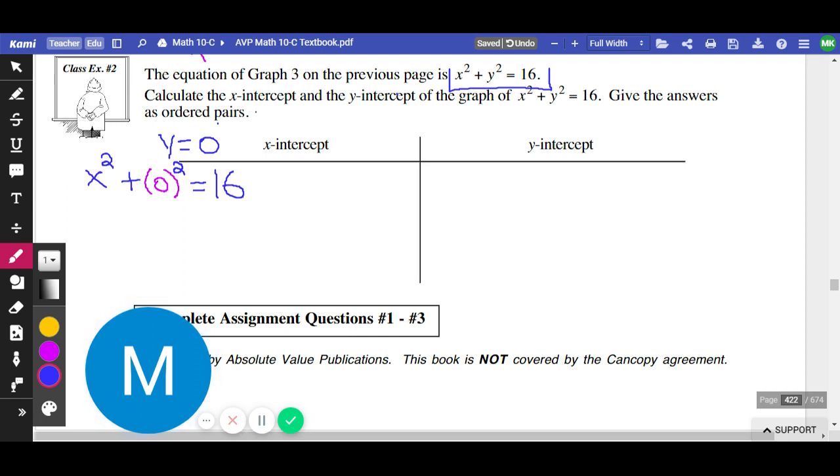After you do a substitution, you calculate whatever you can. You calculate 0 squared. 0 squared is 0. Now, realistically, you don't have to write that. Like if you're writing plus 0, anything plus 0 is itself. You don't actually have to write that. So all you're left with is x squared equals 16.